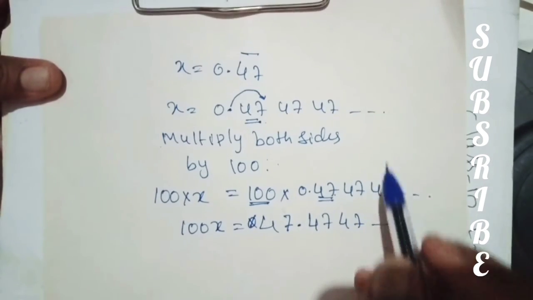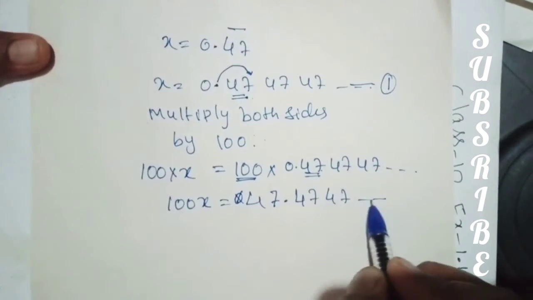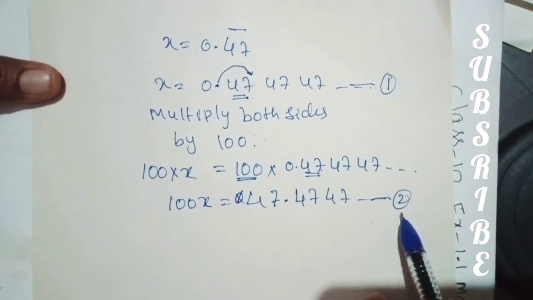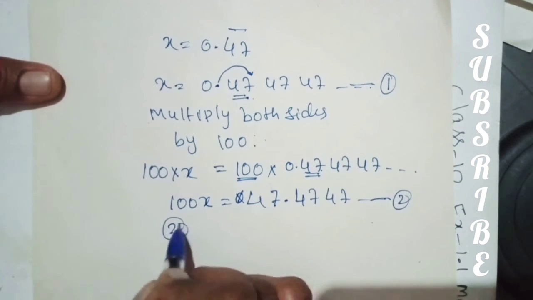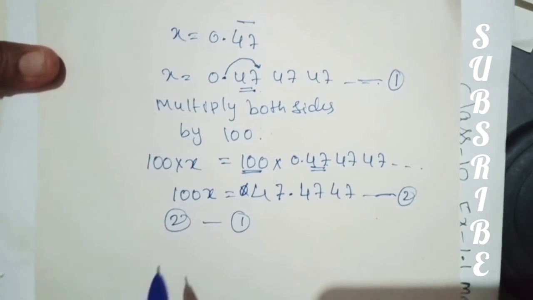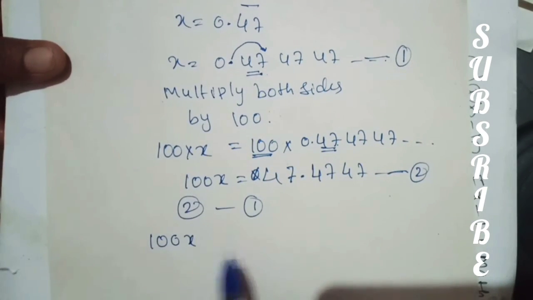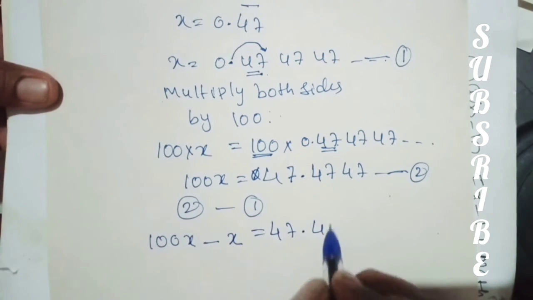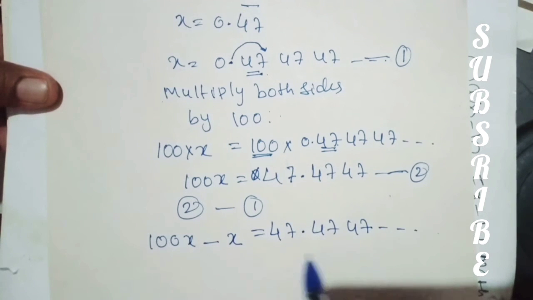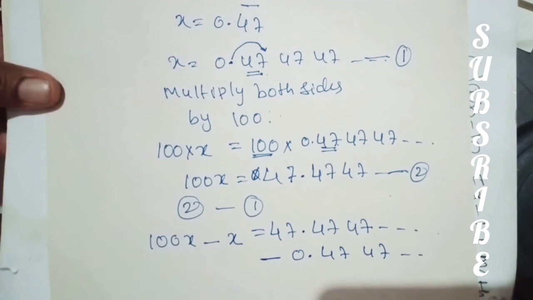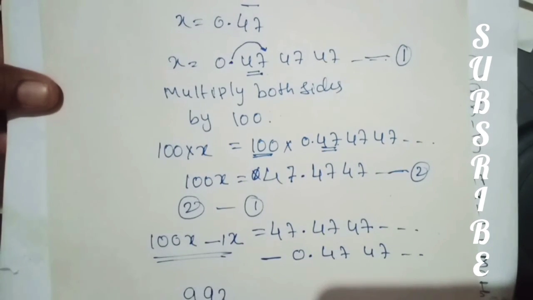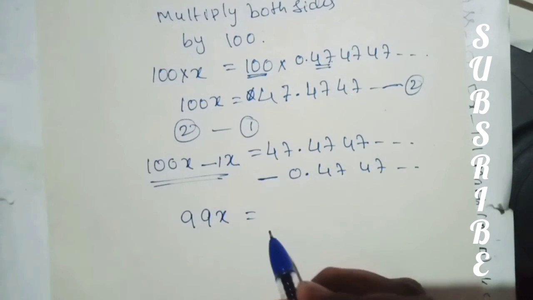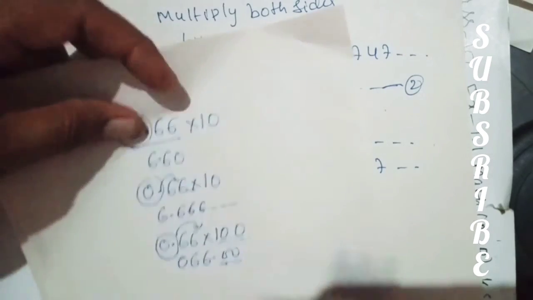Okay, as usual we are going to call this one as first one and this one as second, and subtract the first one from the second. So what you are writing here, 2 minus 1, this way. Yes, then what happens here, 100x minus x, only x, it is equal to 47.4747 minus 0.4747, like this we have. 100x minus x means it is 99x equals, as usual in the previous also explained here, it is what?